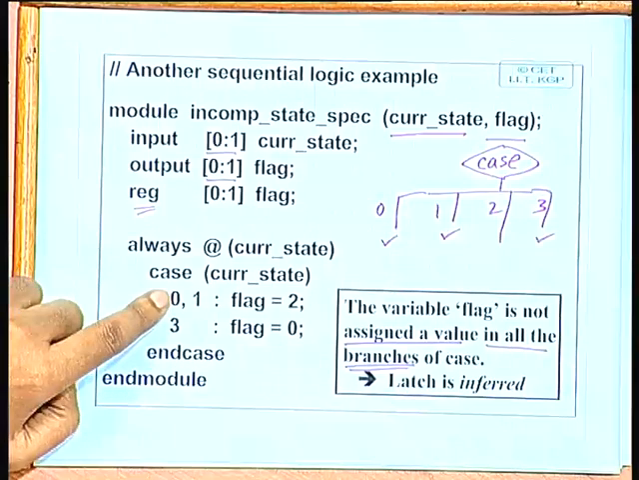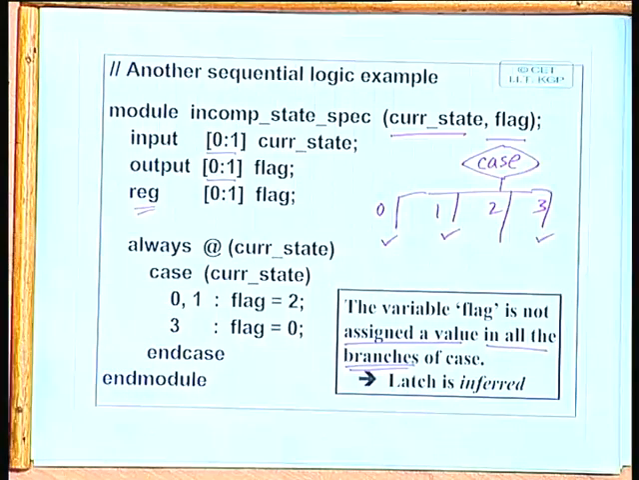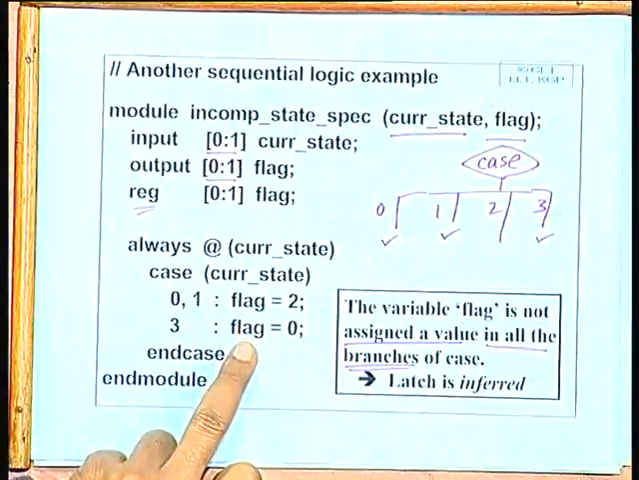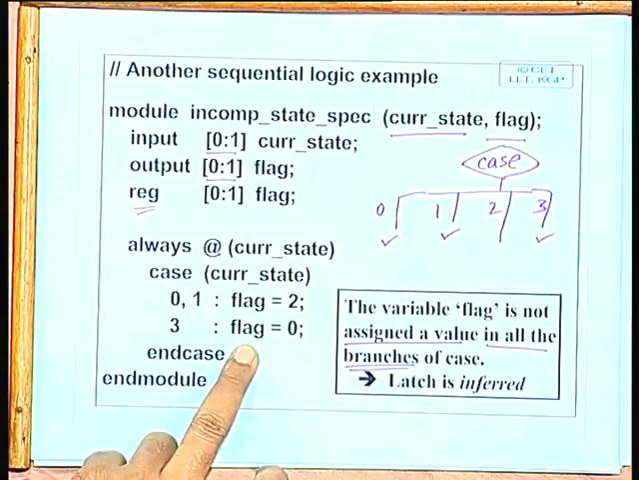Just look at the previous example once more, the value of 2 was not specified. Sir, is that why flag is to be used as a latch? In the earlier case, since you have specified all the values, it can be a wire also. Yes, if I specified all the values, it can be a wire also, but since here I have not specified all the values, this flag can be a latch.